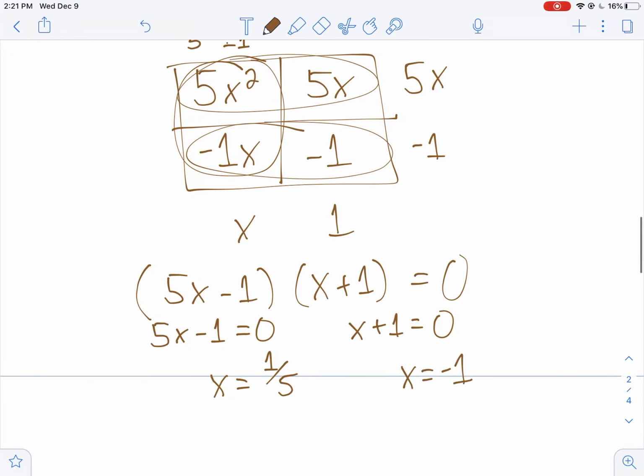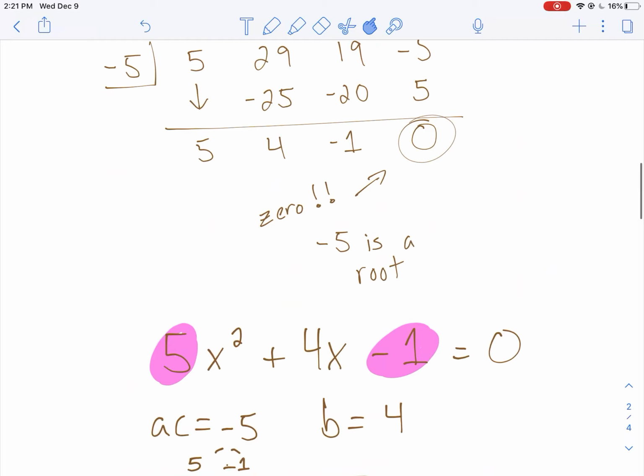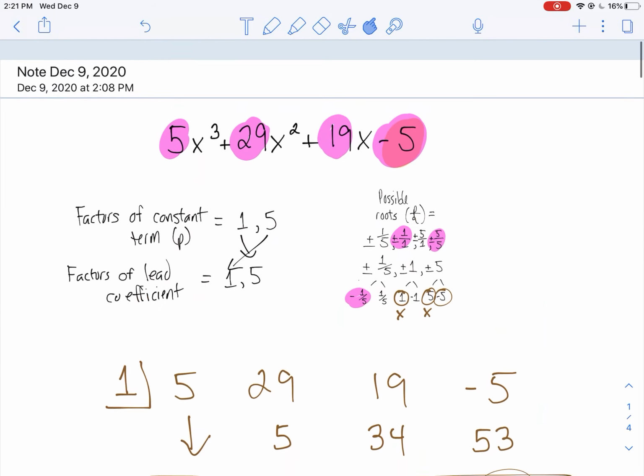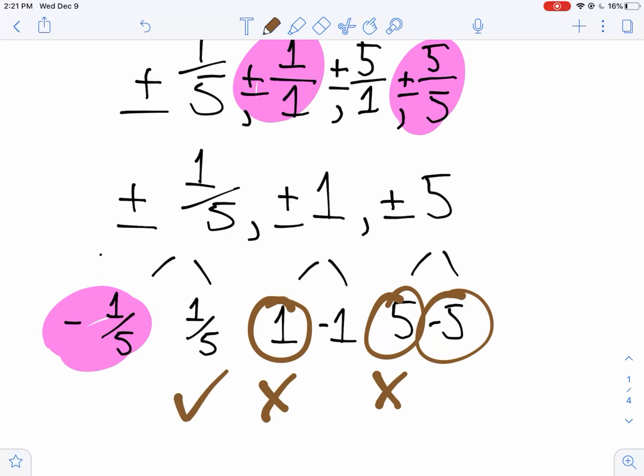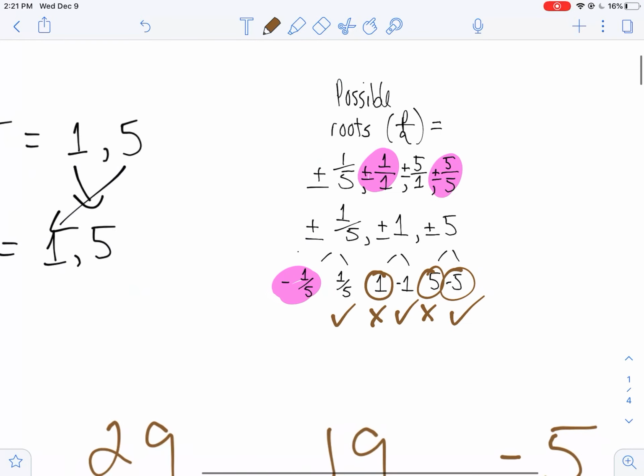And let's see, were those some of the possibilities I started out with? I believe they are. 1/5 and negative 1. Going up to that rational root theorem, 1/5, yup, and negative 1. I found my three factors. So that's how you can use synthetic division to find the roots of a polynomial that you can't factor easily.